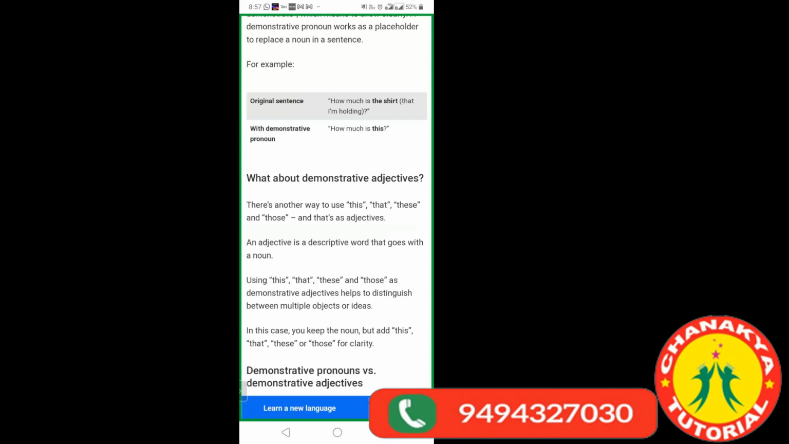Basically, I don't know how they will ask questions in your exams, but when they ask you to find the demonstrative pronoun in the sentence, that demonstrative pronoun word will be a substitute for your noun or object in the sentence. This is a substitute for the word shirt. Am I right?